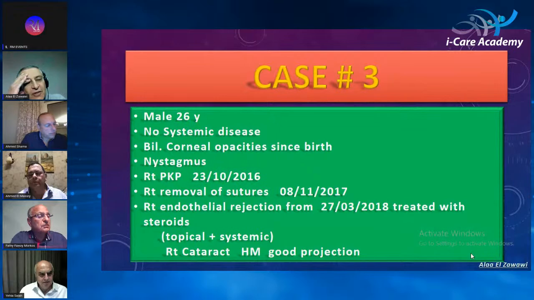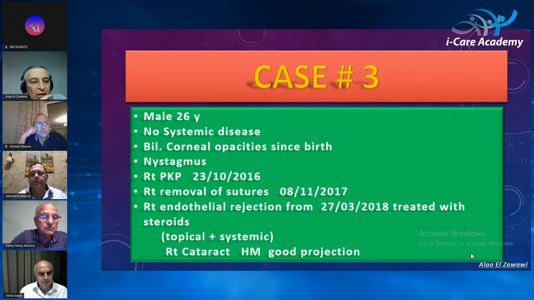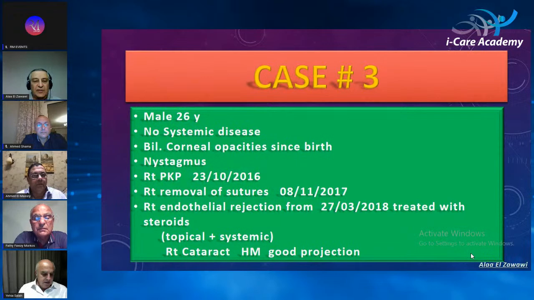This is a case of bilateral corneal opacity since birth and there was some nystagmus. I have done for him a right penetrating keratoplasty in 2016, and I removed the sutures in 2017. Then there was an endothelial rejection since March 2018, treated with intensive steroids, but in vain. There was a rejection and there was a cataract, and the vision at that stage was hand movement, good projection.